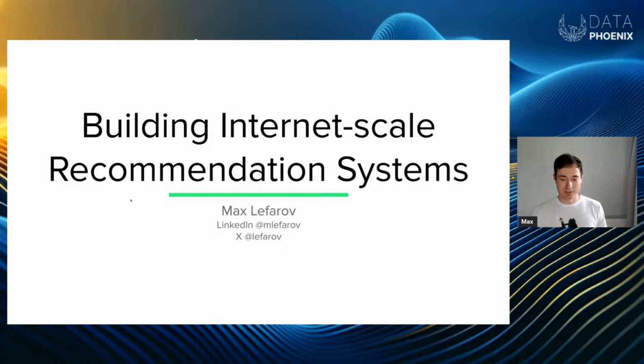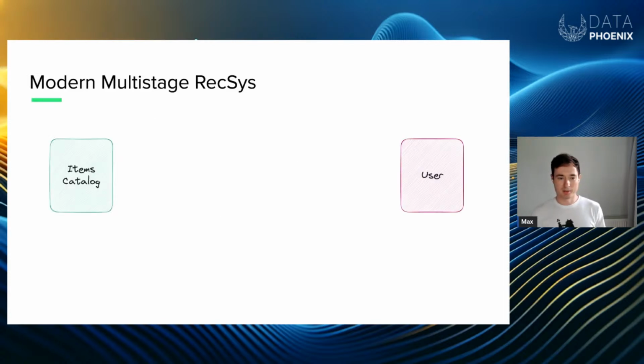All right, with that out of the way, what are those modern multi-stage recommendation systems and why are they actually multi-stage? On a high level, it's quite easy to explain what a recommendation system does. You have a catalog of items and you have a user base, and you want to match the users and the items in such a way as to maximize some specific metric that your business or your product cares about. That can be user engagement, user satisfaction, user retention, and so on and so forth.